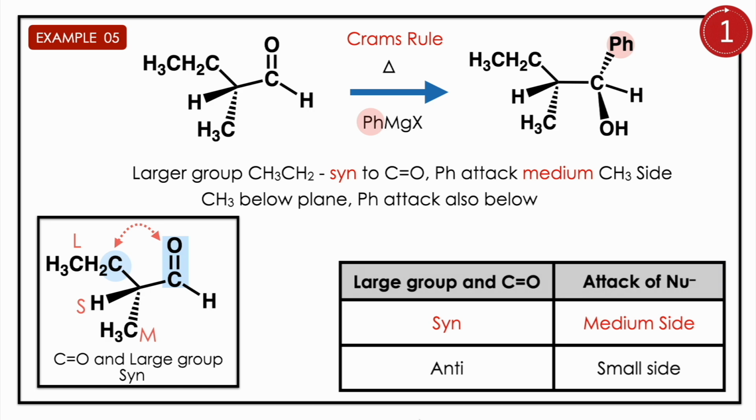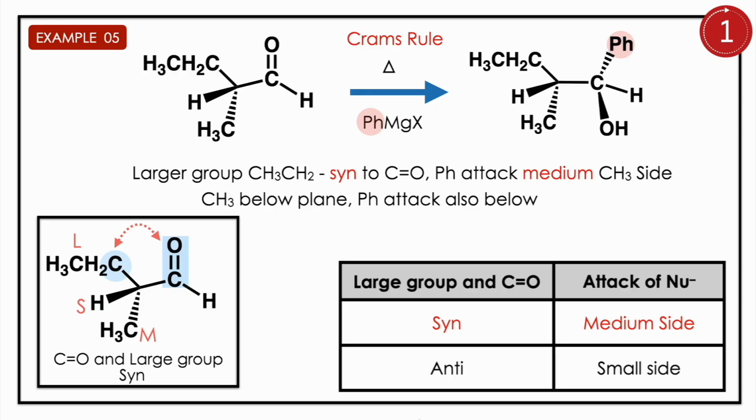Here you have a carbonyl group. At the alpha position you have a chiral carbon. The attacking species is phenyl. Since there is no coordinating species, obviously it follows Cram's rule. So the first step will be labeling the large, medium and small groups.